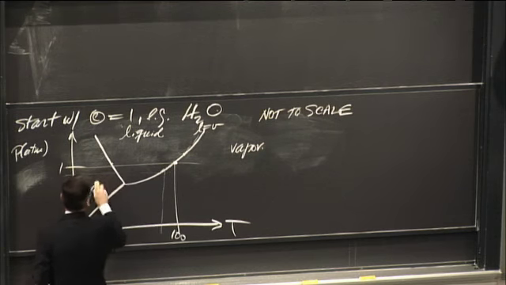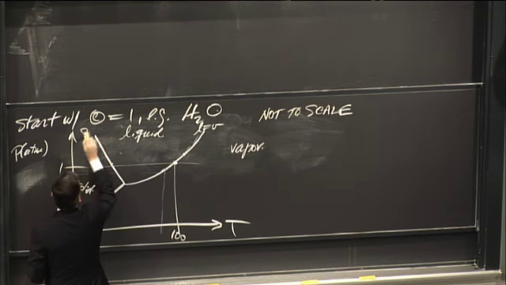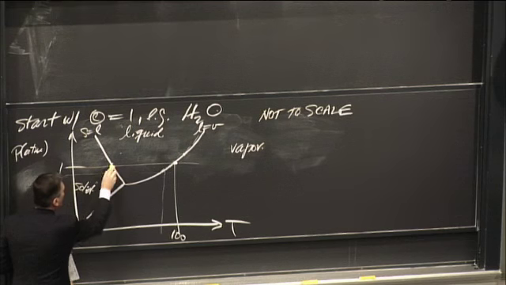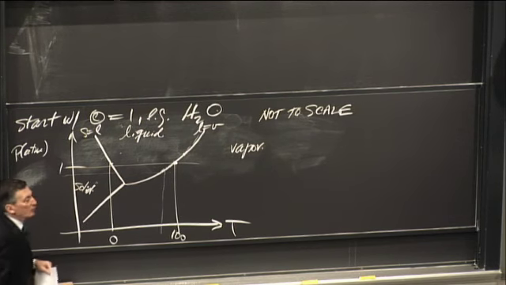Now over here, this is solid goes to liquid. So this is the freezing point line. At 1 atmosphere, that's 0 Celsius.